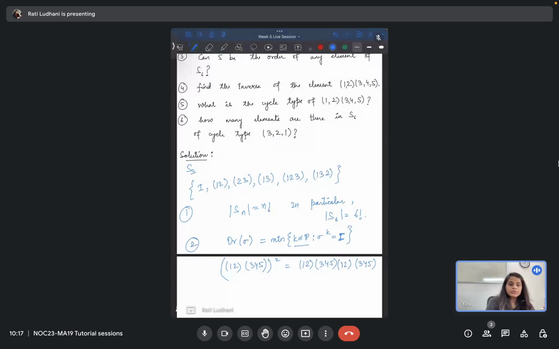So what we are trying to do is find the order of the element 1 2 3 4 5. Basically there's an LCM theorem, but you can actually see it when you take the square. How to do the multiplication: this is always right to left. So 1 maps to 2, and now where does 2 map? 2 maps to 1. So 1 maps to 1 itself. So this is just a cycle. Is that clear? Yes, ma'am.